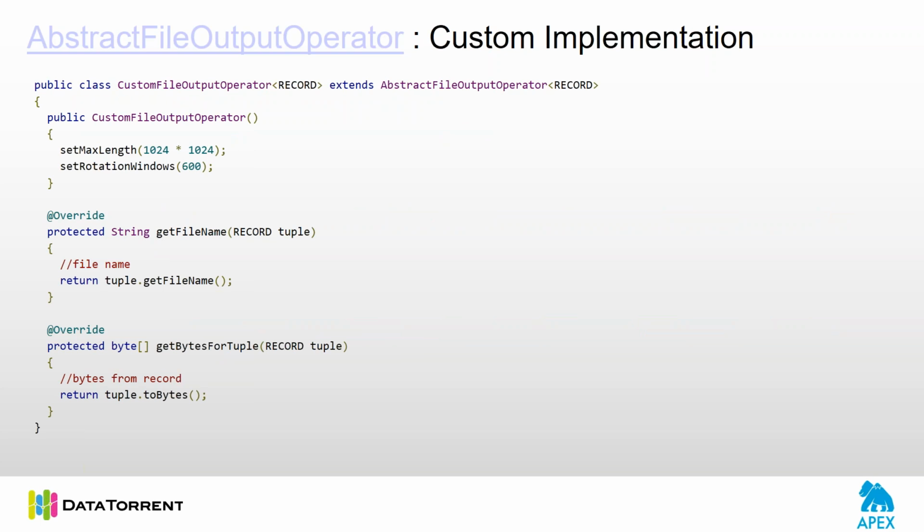Okay, so there's no concrete implementation in the library because we leave the file name open, and we need to get bytes from the tuple, and that's very specific to a concrete implementation. So if someone has to write a custom implementation, they will just extend the abstract file output operator in the library, provide an implementation for file name, provide an implementation for get bytes, and in order to avoid explicit finalization, you can enable rotation, which is done here by setting a max length and the rotation windows.